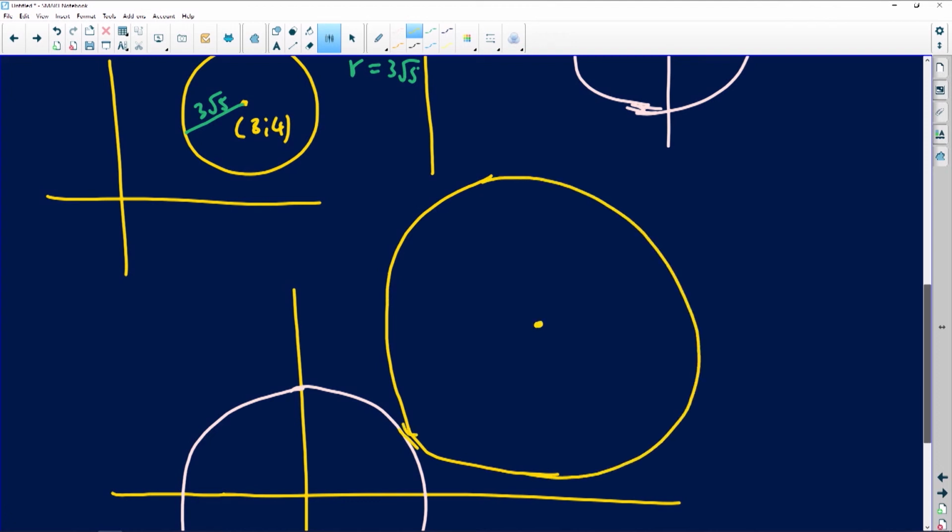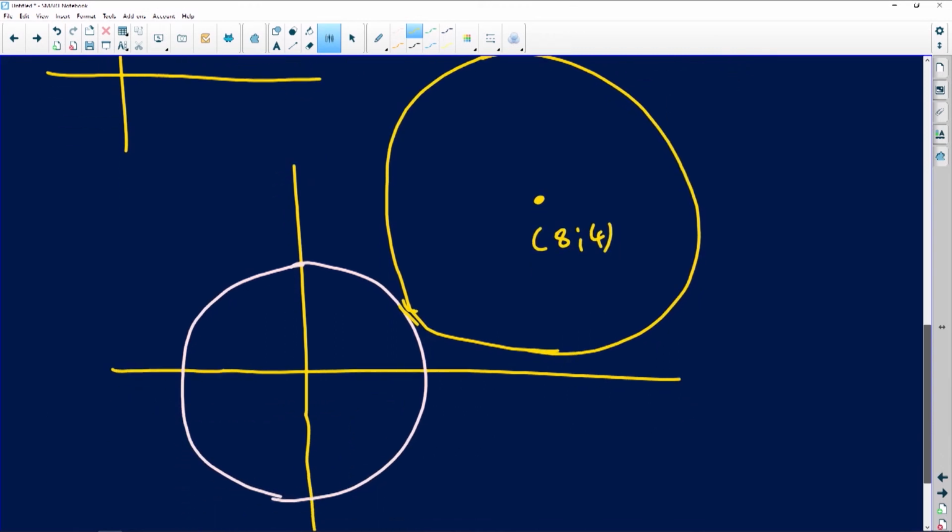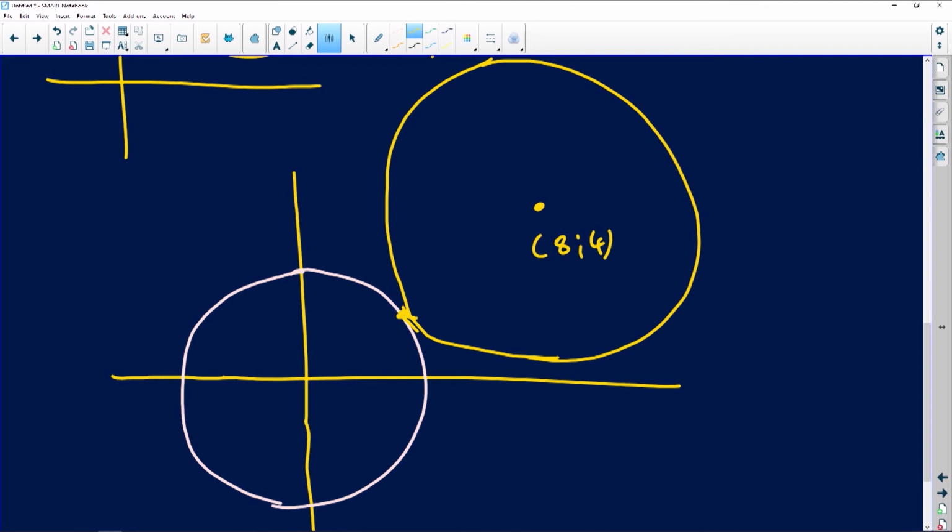I hope you guys can follow. The center here is 8 and 4. Okay, cool. So how do you prove that these actually do touch each other externally, like what I have done here? What we have to do is show that the distance from here to there, which is the radius of the big circle, which we found to be equal to 3 square root of 5, added with the radius of the white circle, which I'm going to call small r, which happens to be the square root of 5. That whole distance, the sum of the radii, right?